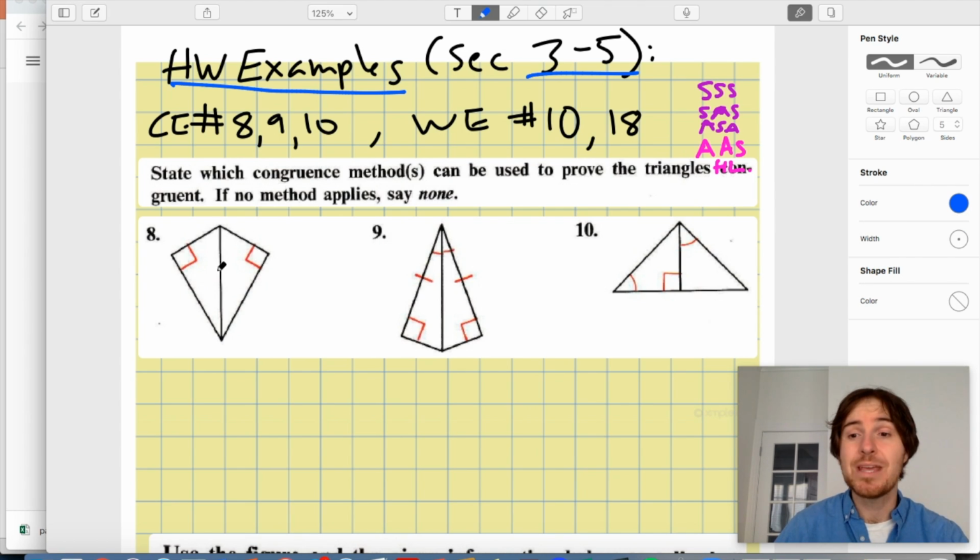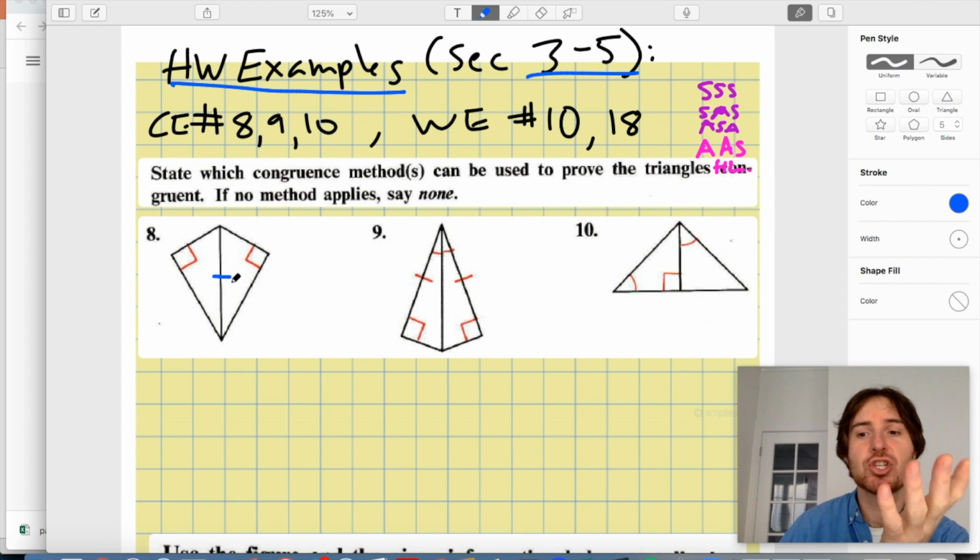What can we see here? Oh, we have a shared side here. I'm going to mark it up. So this is number 8. What do I know? I have a right triangle here, I have a right triangle here, and it shares a side in between. So the question is, are these 2 triangles congruent?